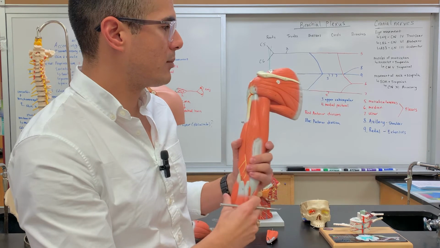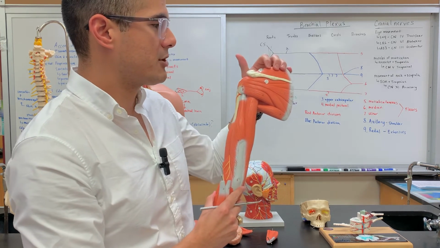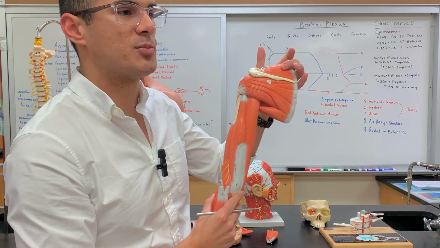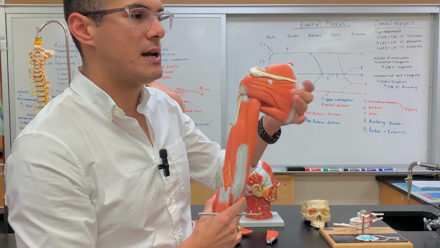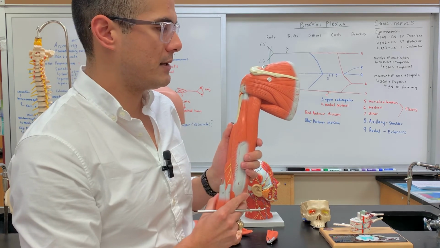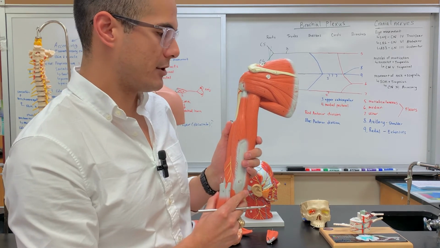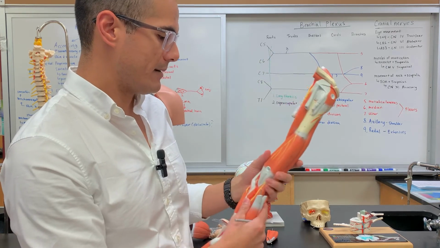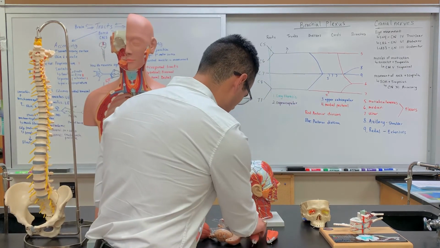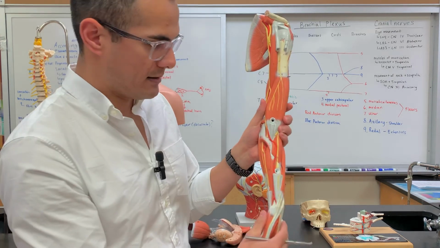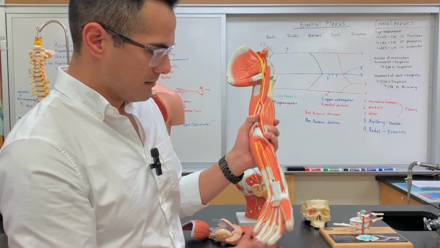One other one I wanted to point out, the nerve is not shown here, but once again, this is the supraspinatus, this is the infraspinatus, and both of these are innervated by the suprascapular nerve. Okay, so now let's work our way back down again and identify some of the muscles.